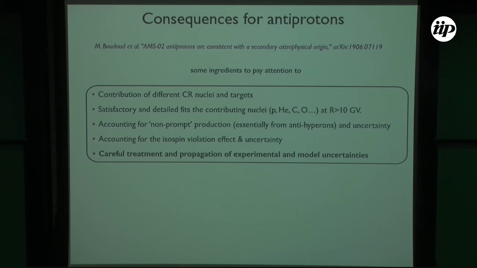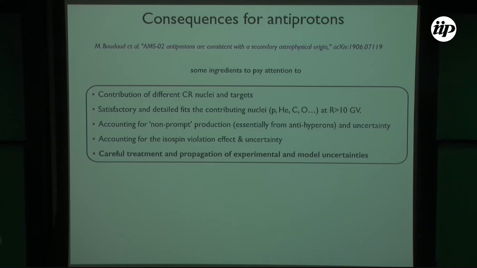antiprotons are not only produced through direct reactions, proton-proton into antiproton. It can also happen that you produce an anti-hyperon or a sigma or whatever, and it decays into an antiproton. So you have some experimental information on that, you fold it in with some theory information, so you account for that and the uncertainty on that. And then isospin violation effects. Usually you assume that proton-proton into antineutron and proton-proton into antiproton have the same yield. That's not true. So there is some experimental information, and we took this into account.